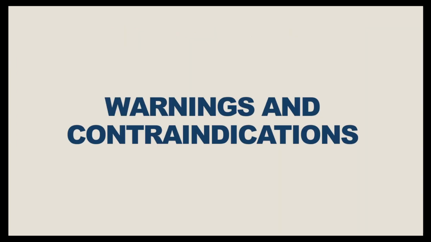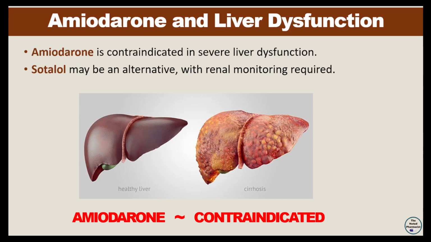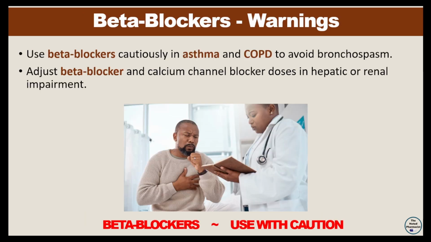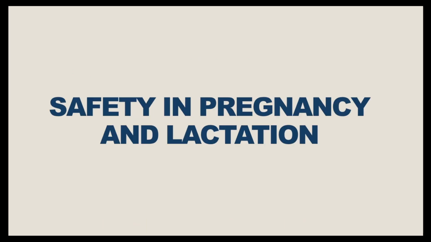Warnings and contraindications. Amiodarone is contraindicated in patients with severe liver dysfunction due to its extensive hepatic metabolism. In such cases, alternative agents like sotalol may be considered, though it requires renal function monitoring. Beta blockers should be used cautiously in patients with asthma or COPD, as they can exacerbate bronchospasm. Additionally, both beta blockers and calcium channel blockers require close monitoring in patients with hepatic or renal impairment, with dose adjustments as necessary.